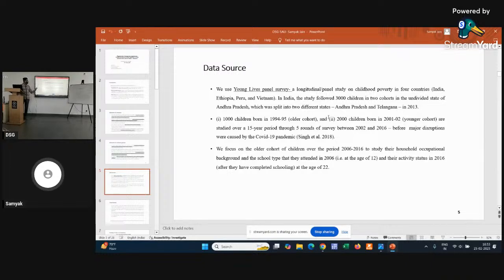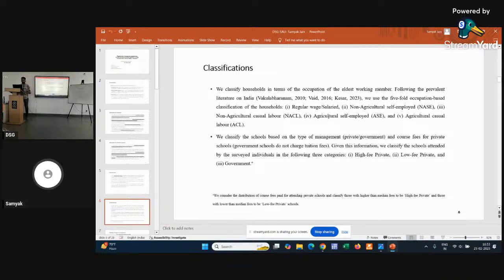Data sources: I use Young Lives panel survey, which studies 1,000 children born in 1995. Rather than delving into more details, we can discuss this later. I classify occupations into five types: salaried, non-agricultural self-employed, non-agricultural casual laborer, agricultural self-employed, and agricultural casual laborer. In terms of schools, I categorize into three: government, low-fee private school, and high-fee private school.